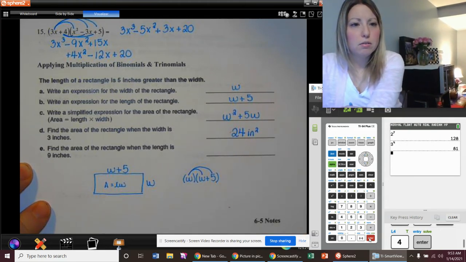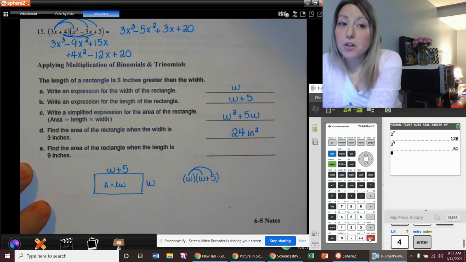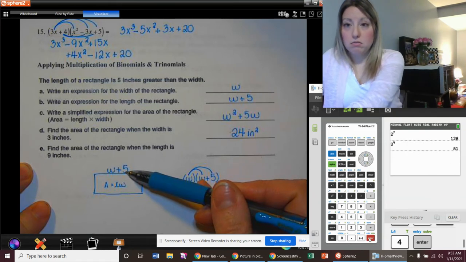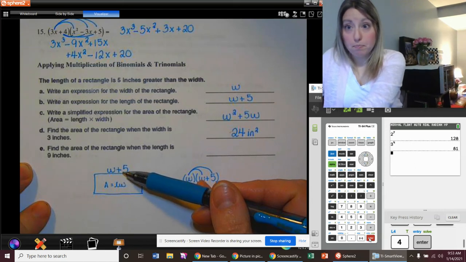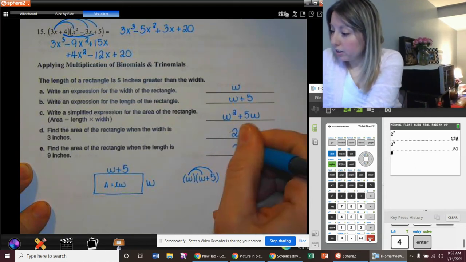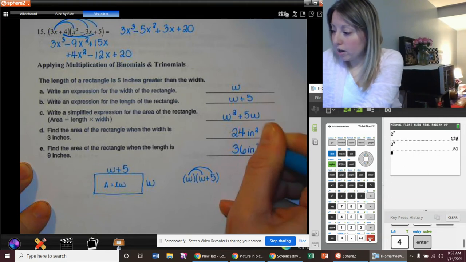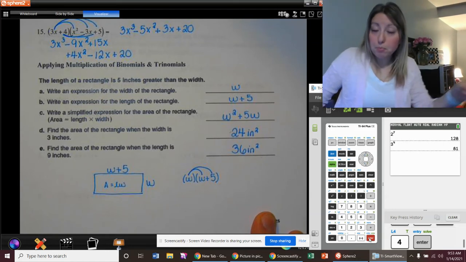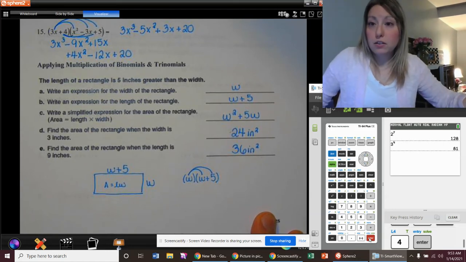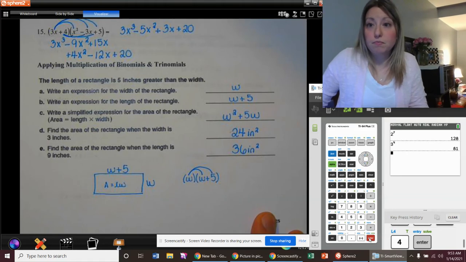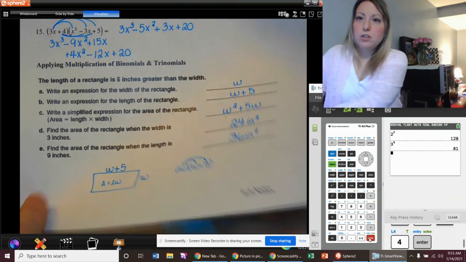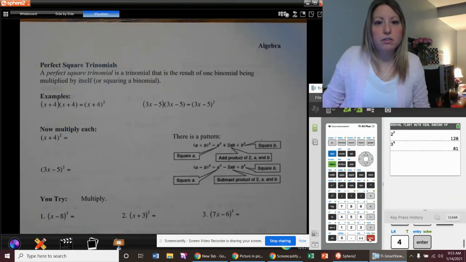24 inches squared. Now, what if the length is 9? So 5 plus what gives you 9? 4. So that means my width is 4. So 9 times 4 is 36 inches squared when that's the case. So see, I used those expressions, those polynomials, to help me find different scenarios for my areas. Kind of neat.